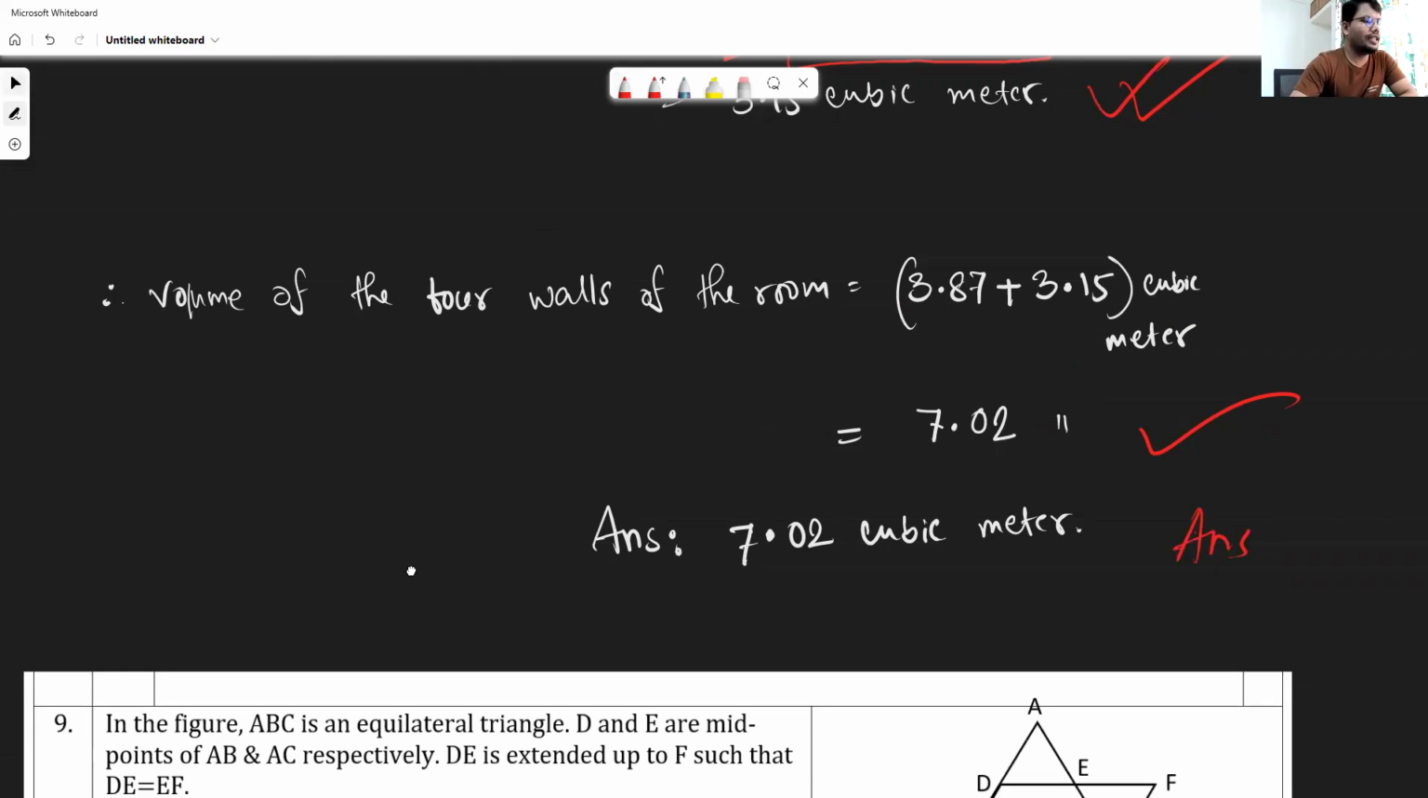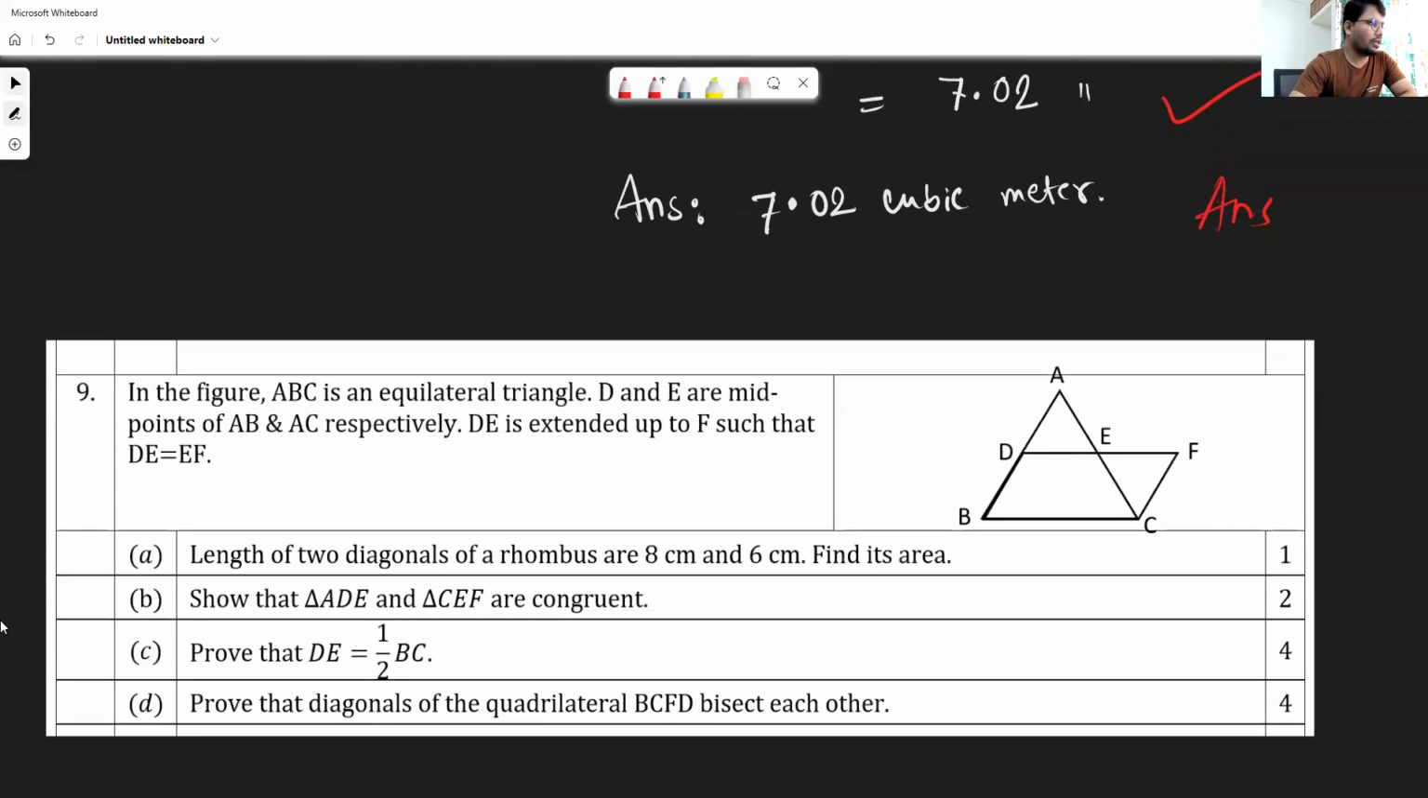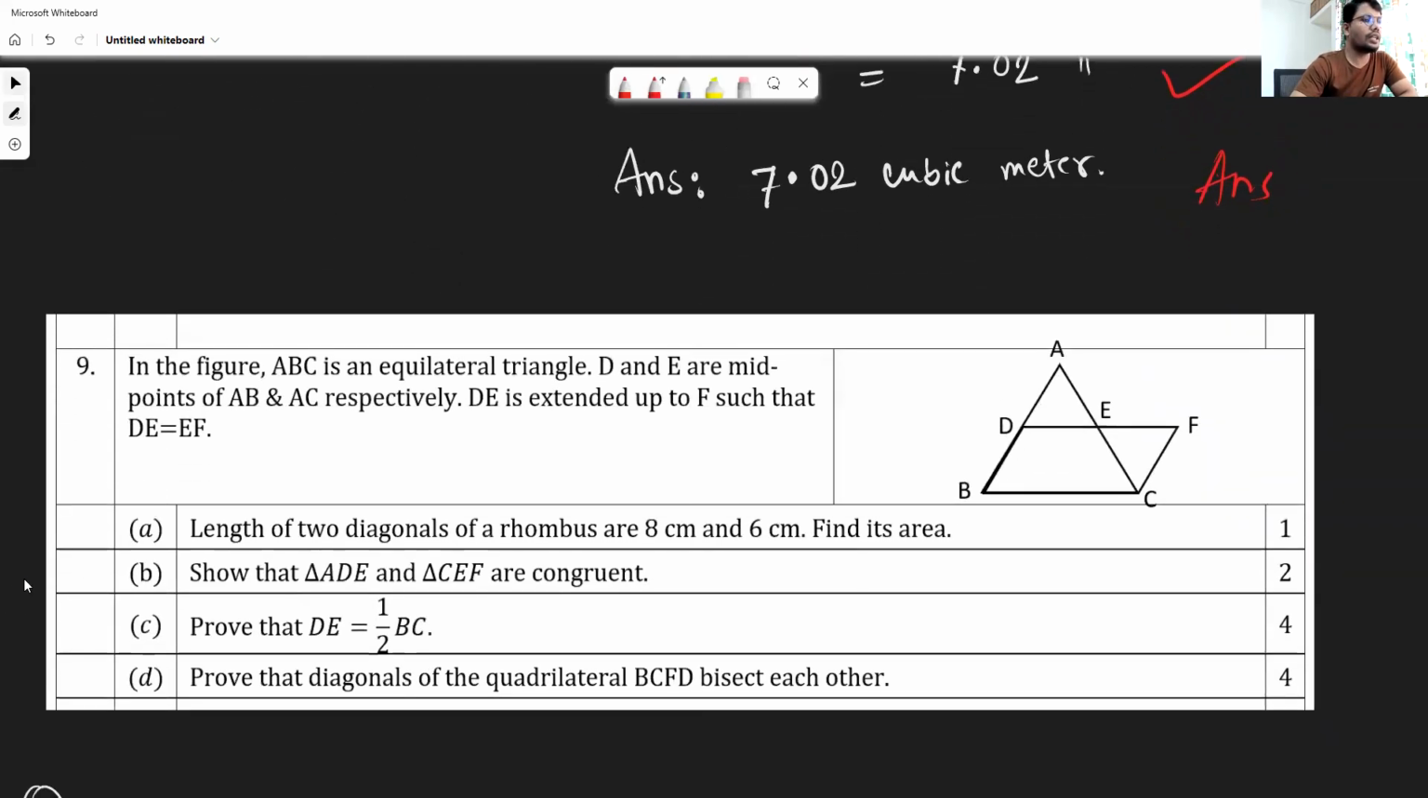Now there is another question from chapter 8, another most important question, not only for the students of standard 8, but also for the students of standard 9 and 10. So dear students, first read the information that is given here, then we will start.